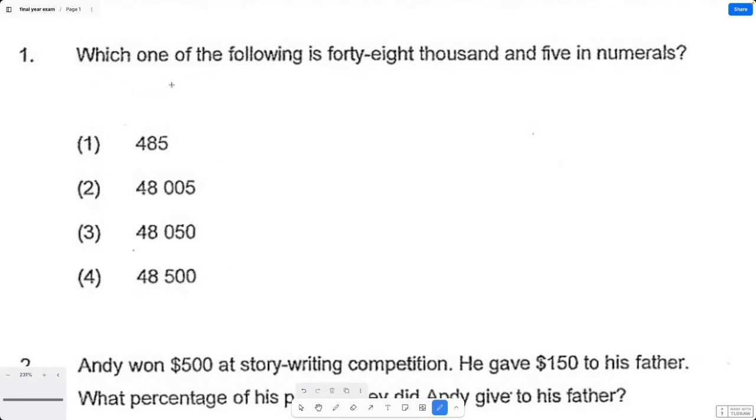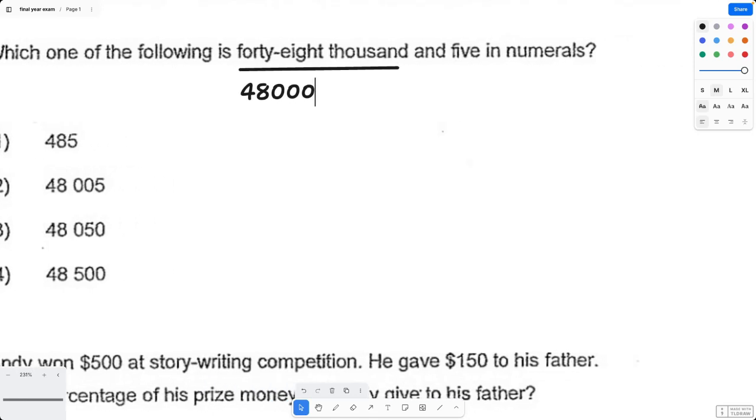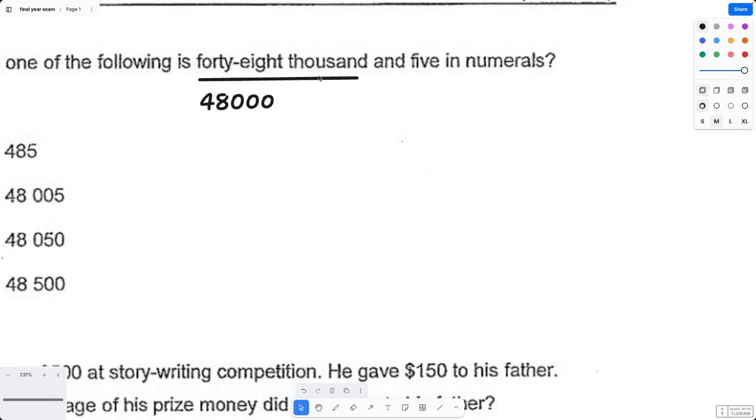48,005 minutes? Alright, so simply what we can do is we can just write down what is this 48,000 over here. So 48,000 is basically 48 and then with three zeros over here. Right, next one is we have 5, right? So we have 5 over here. Let's make it into a different color, maybe this color. And number 5 is basically like this, right?